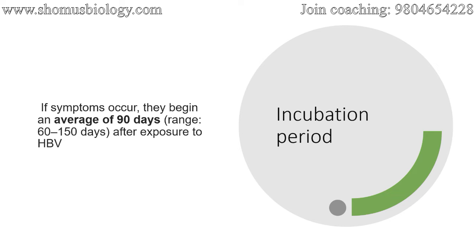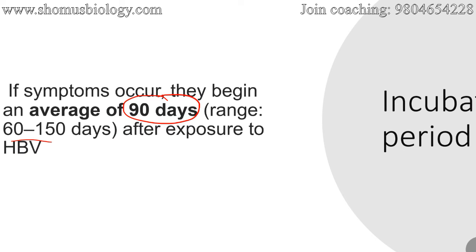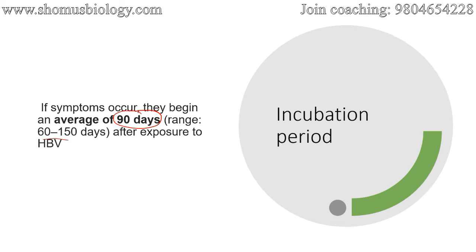Now, what is the incubation period? If symptoms occur, they begin on average at 90 days. On average, 90 days is taken. So it's a pretty long time for an infection to show its cause. 90 days, generally ranging from 60 days to 150 days. So 2 to 3 months are taken for this virus to incubate, and then it shows the symptoms of the disease. Okay, and this is really unique again compared to the hepatitis A virus.